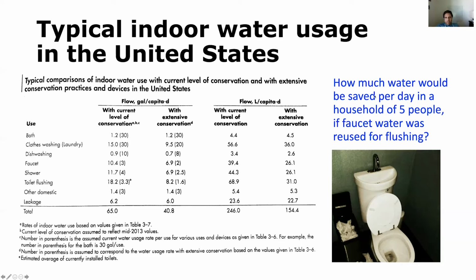All right, so taking a look at this table and just considering the breakdown of different types of wastewater, I want you to think about how much water would be saved per day in a household of 5 people if the faucet water from the bathroom was reused for flushing. So imagine a toilet that was retrofit so that the water that goes down the drain after washing hands in the faucet in the bathroom, that water gets directly added to the tank, or added after some treatment, added to the toilet tank for use as flush water. How much water would be saved per day?